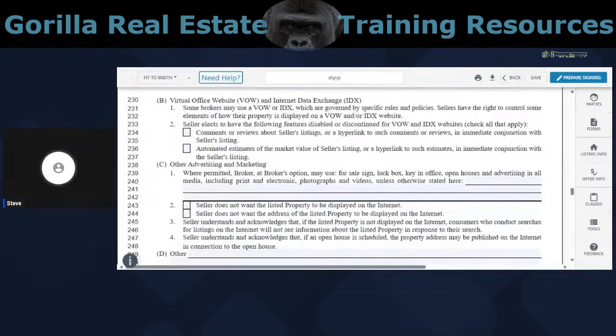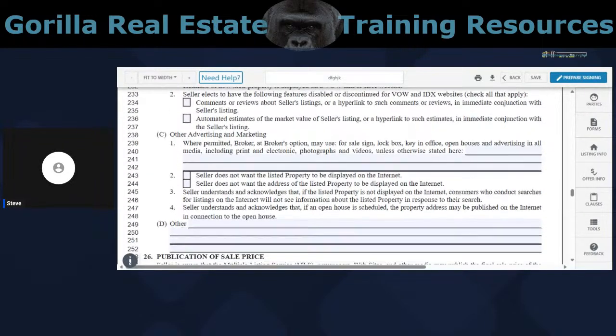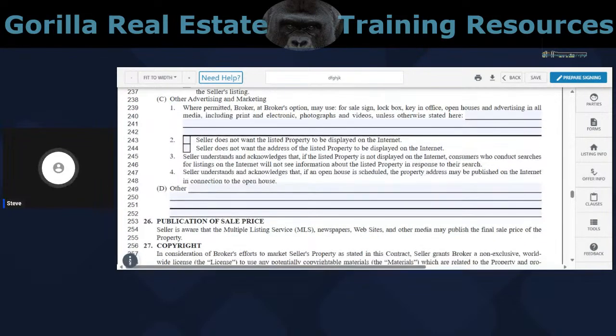Virtual office, internet data exchange, comments: do they want comments on their listings allowed, or do they not want comments on their listings allowed? Stuff like that. Advertising and marketing. Use for sale lockbox unless stated here. Photos, videos, unless stated here. This is where the seller can say, no, I don't want a lockbox. No, I don't want a sign.